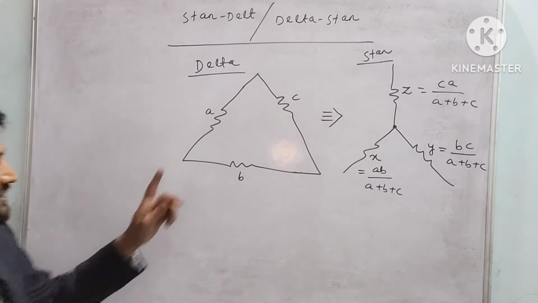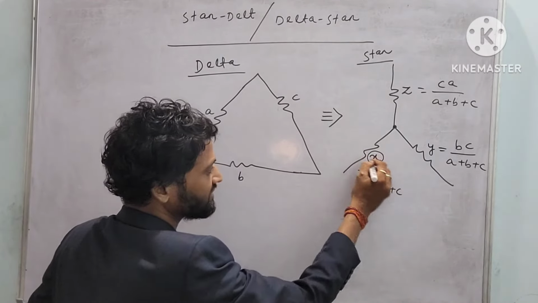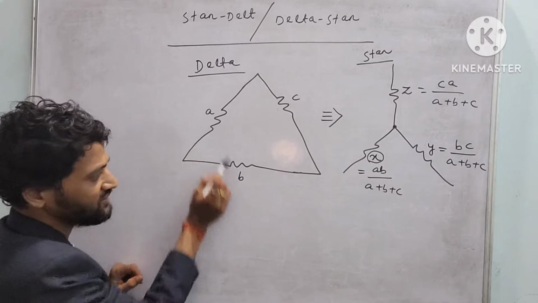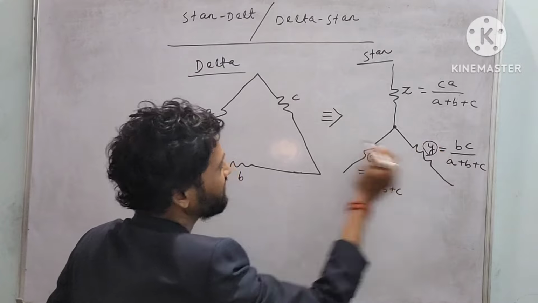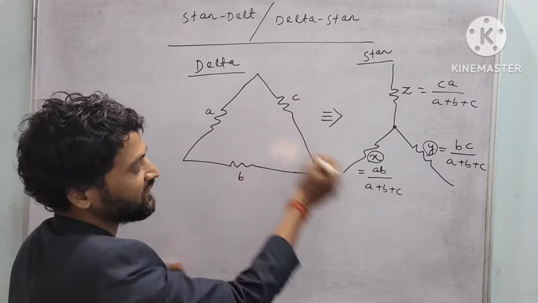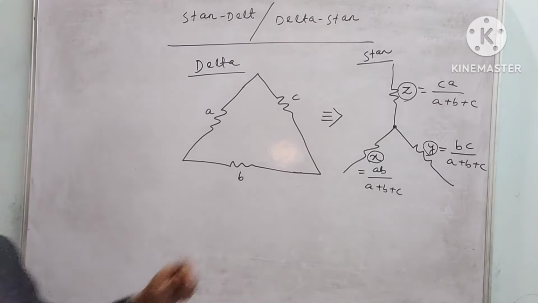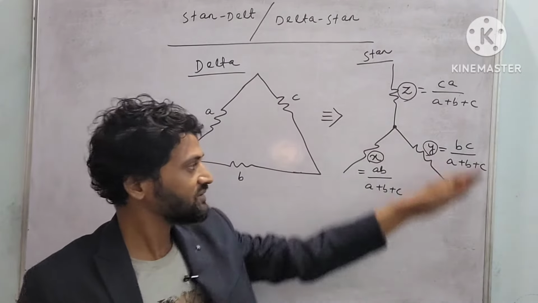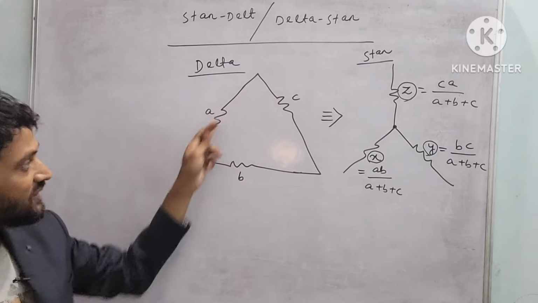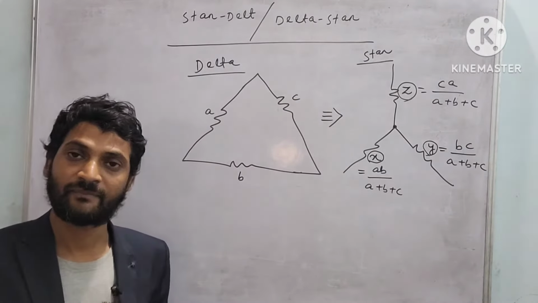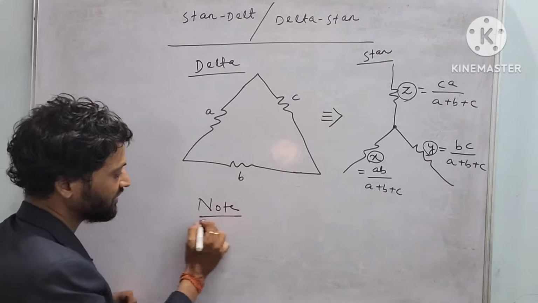See, I'll say how to remember this one. To know the value of X, you just multiply the adjacent resistance by the sum of all resistance. Similarly, to find out Y, you multiply the adjacent resistance BC by the sum of all resistance. And for Z, it will be CA upon A plus B plus C. So the denominator part is fixed, which is the sum of all the delta resistance. Right.